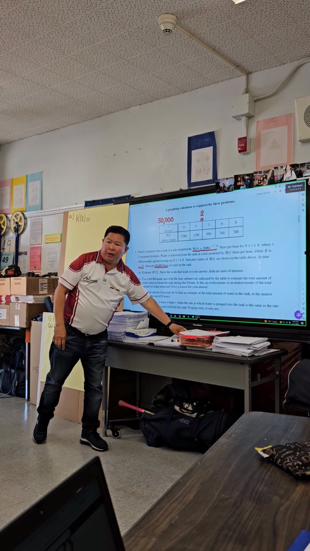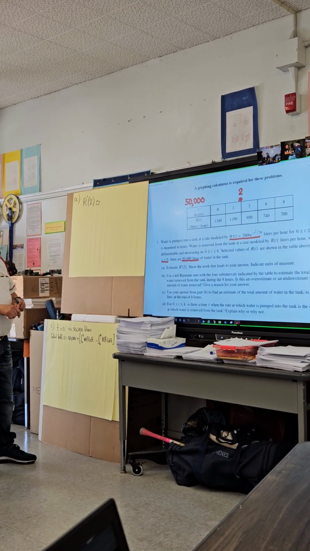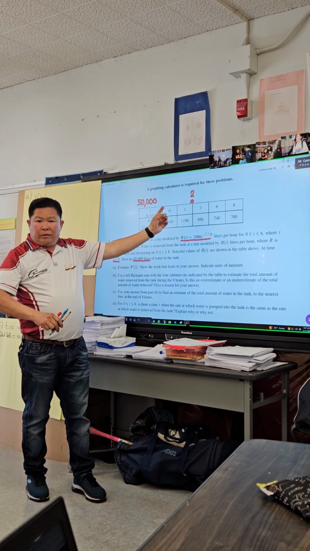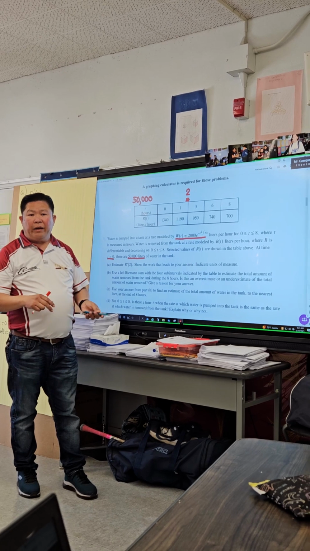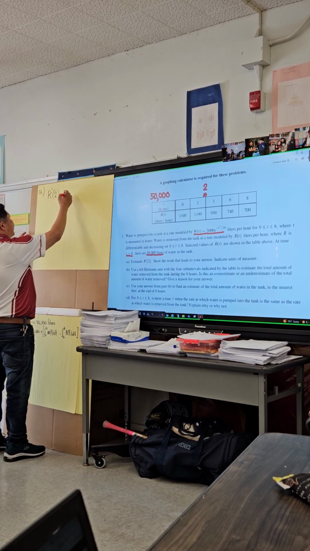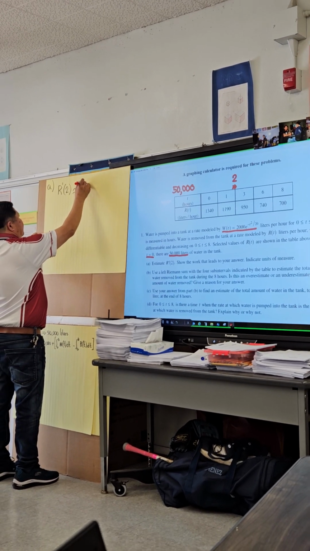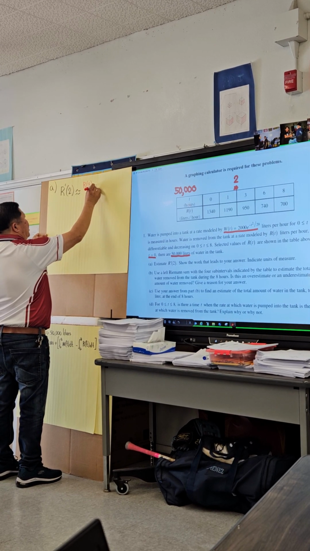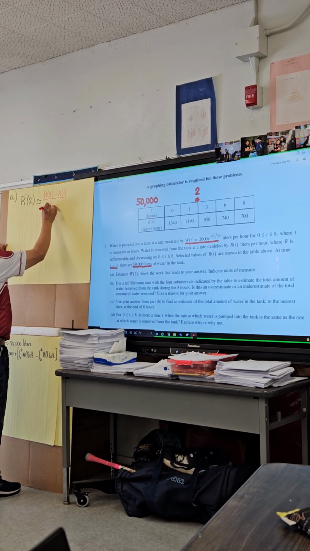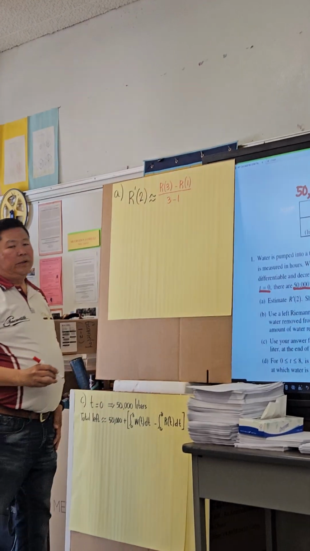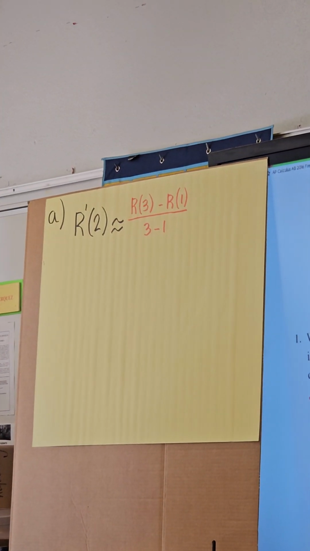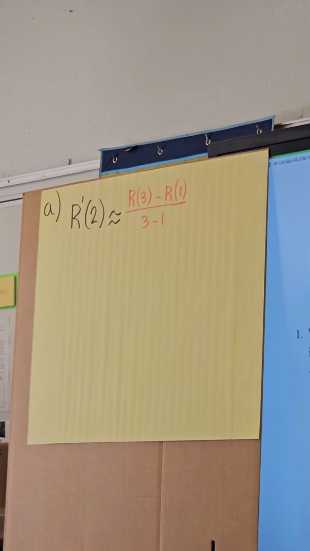You're going to estimate R prime of 2. So what is R prime of 2? It's going to be R of 3 minus R of 1 over 3 minus 1. So you say f of b minus f of a over b minus a, right? But in this case, we use R. Now, is this clear, guys? Before I continue, please feel free to ask questions. Any questions?